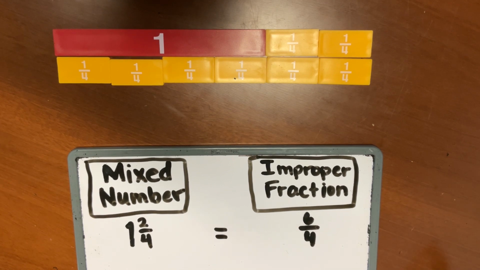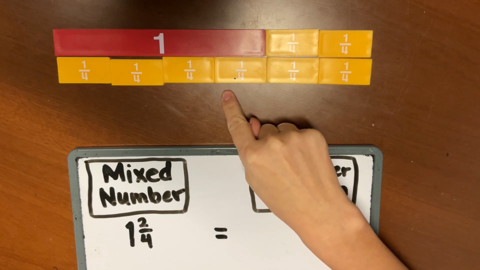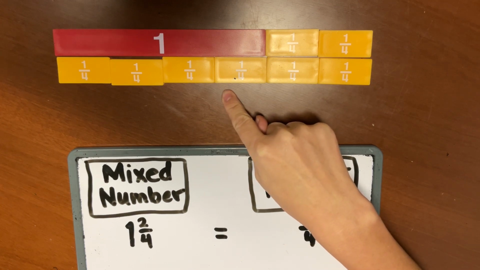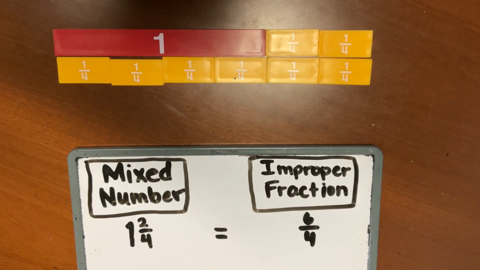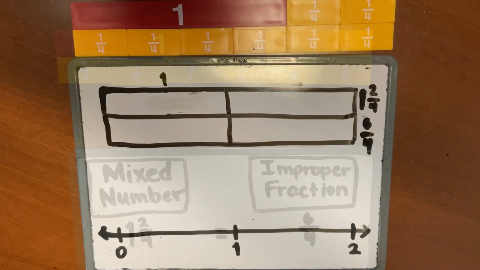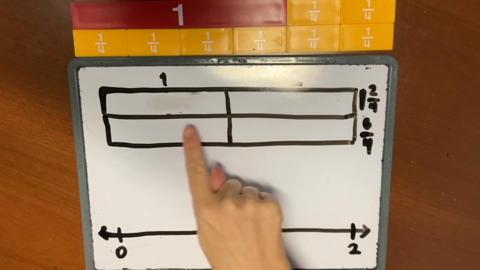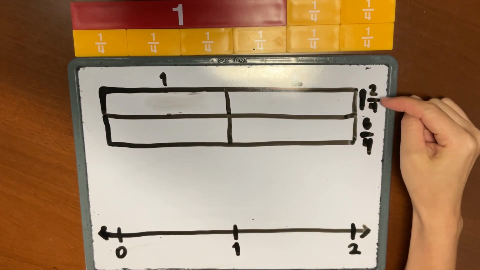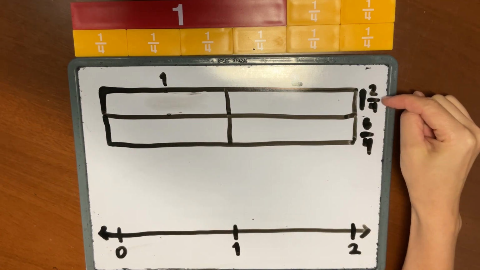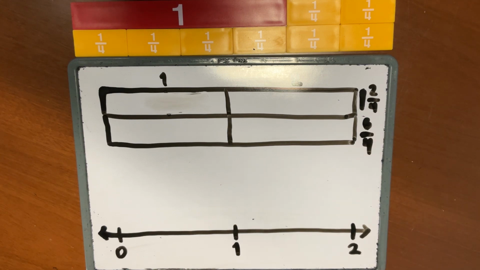Go ahead and pause the video here to give some practice to drawing this now. Try drawing it as a tape diagram and a number line. Let's see what you drew. I'm going to start with two tape diagrams this time. I want to show that 1 2/4 is equal to 6/4.